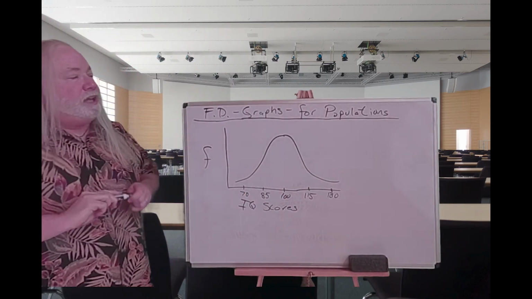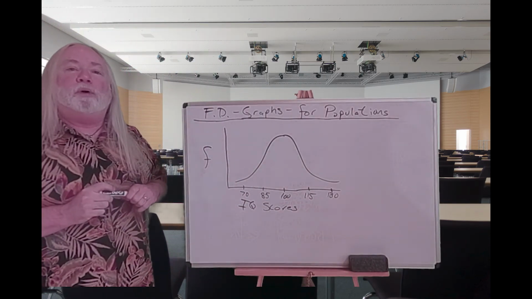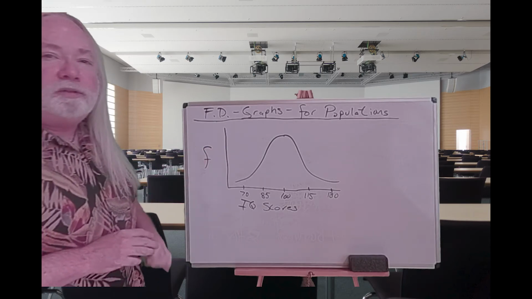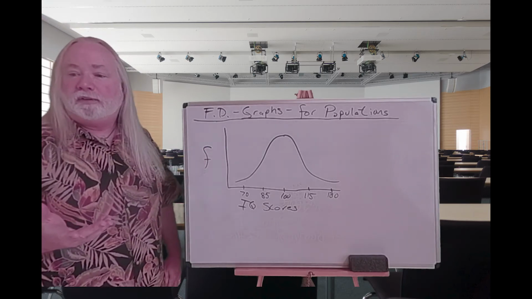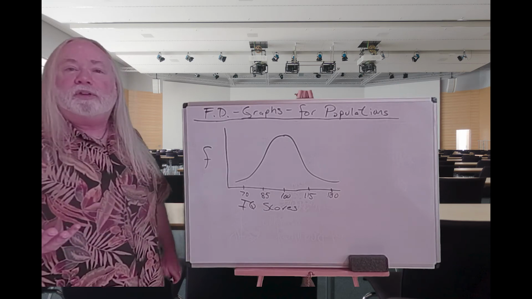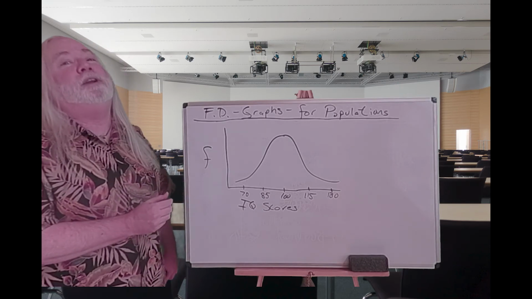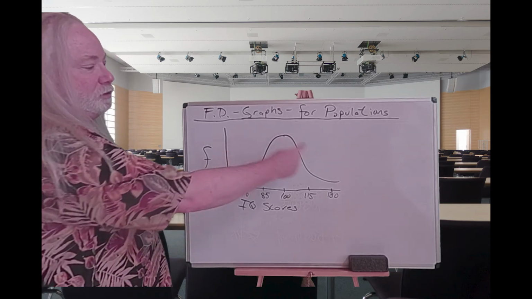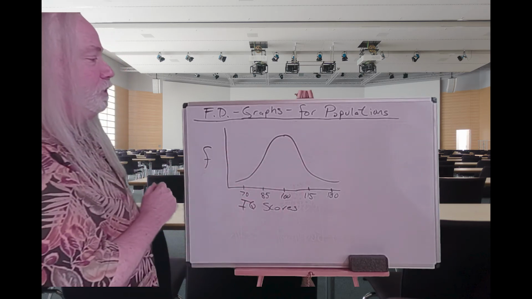So there is a graph for data for a population. This shape is called the normal curve. Its nickname is the bell curve. Most of you have probably heard that before. This is a shape you're going to be very familiar with by the time the semester is done. A lot of our work revolves around this particular shape of a distribution.